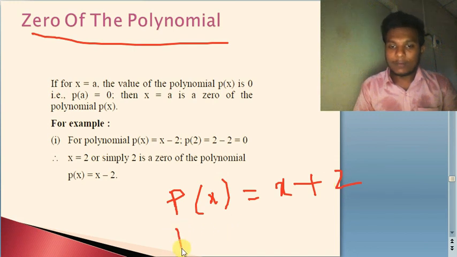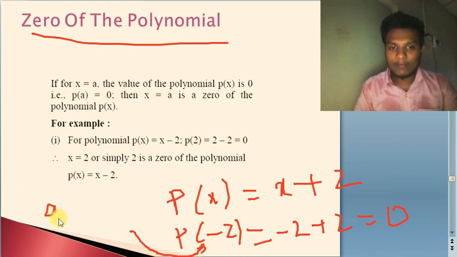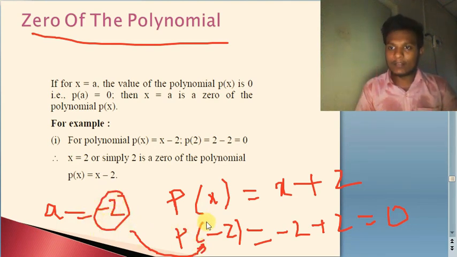Here I'll substitute minus 2 in place of x. So minus 2 plus 2. What is the value becoming? 0. That means I have substituted a value, let us say a, which is equal to minus 2. I don't know exactly, so by random experiment I'm just substituting x is equal to minus 2 here.